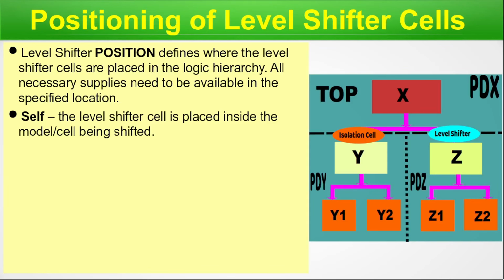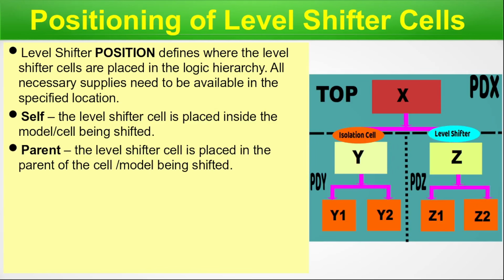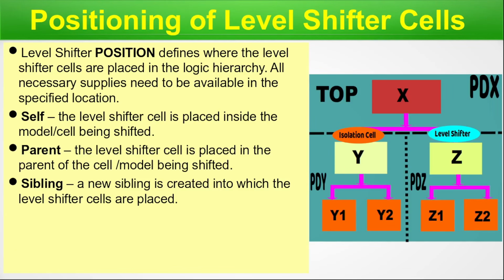Self: the level shifter is placed inside the model or cell being shifted. This is what I just touched on in the previous slide, that the level shifter can be inside a cell being shifted, so self is a position. Parent: the level shifter is placed in the parent cell or model being shifted. Here PDX is a kind of parent, if the top is PDX. Sibling: a new sibling is created into which the level shifters are placed. Here Y and Z are siblings, so we can place the level shifter inside these siblings.